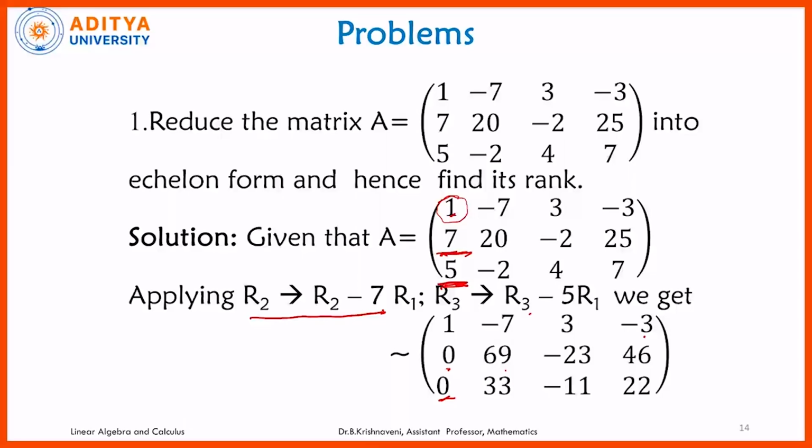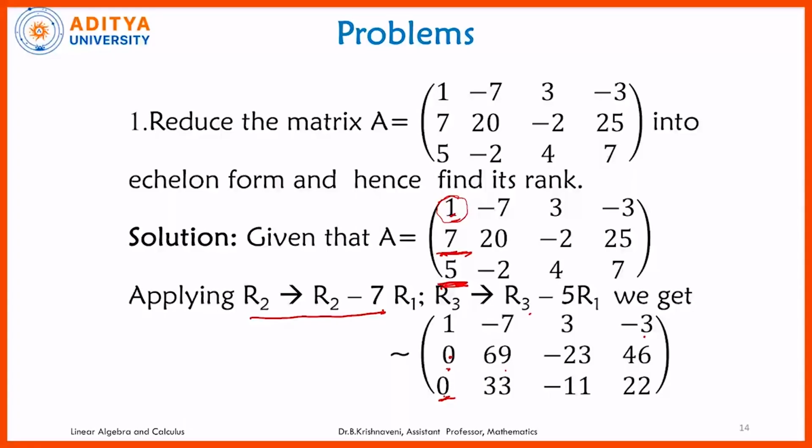Coming to the R3 operation, do R3 minus 5R1: 5 minus 5 is equal to 0. Minus 2, minus into minus is plus, 7 fives are 35, which is equal to 33. 4 into minus 5, that is 20, minus 3 is minus 11. 7 minus 5 into 3, minus into minus is plus, 15 plus 7 is equal to 22. So by using this pivot element, you are able to make these two elements zeros.